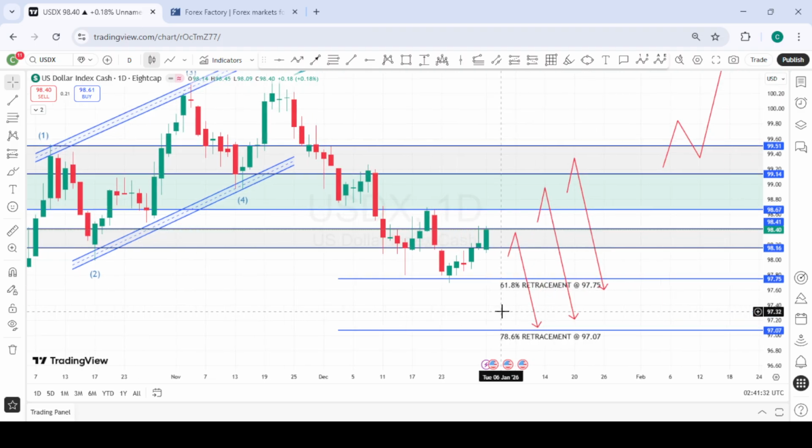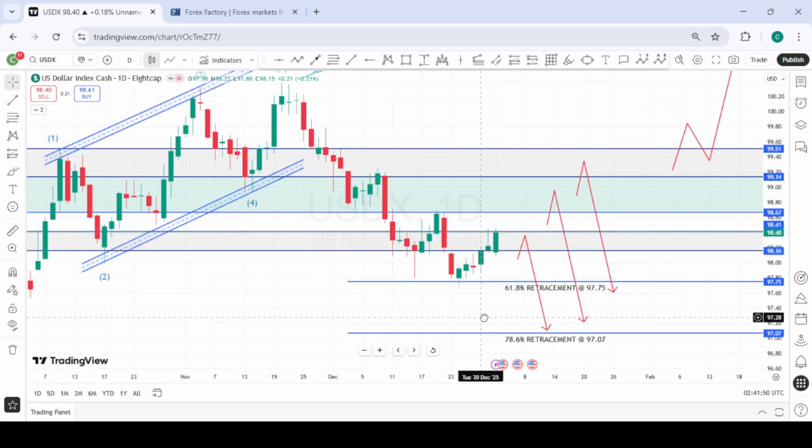So going into next week, we might continue buying into these areas of interest. But if we're able to get a reversal pattern in this zone, then we would still look out for the sell around this zone to the downside.